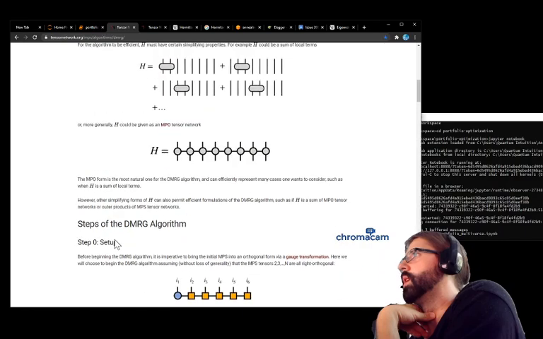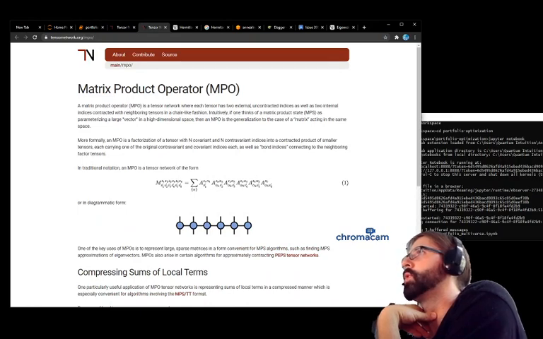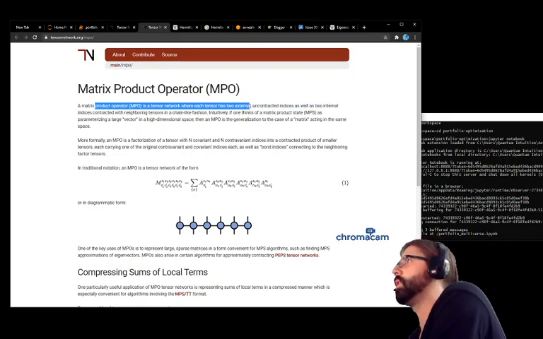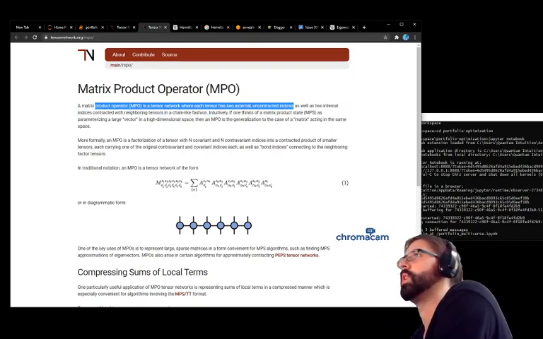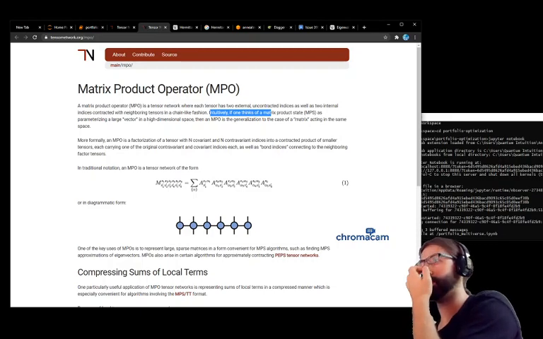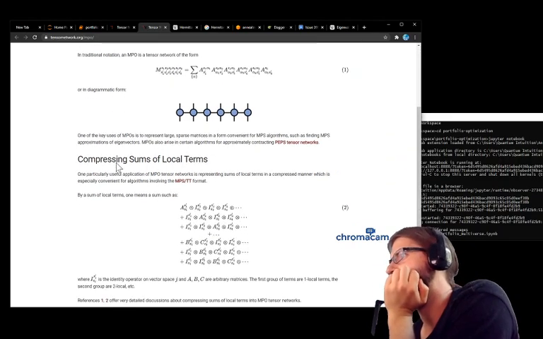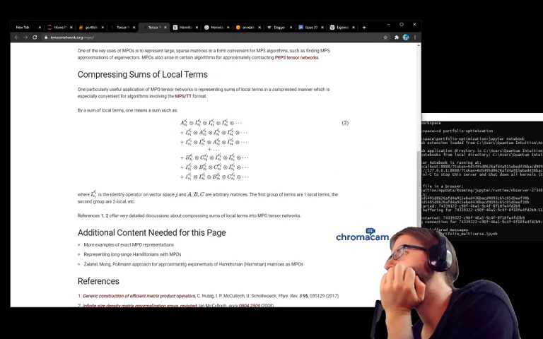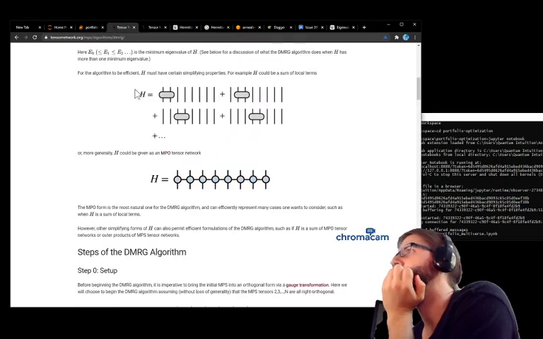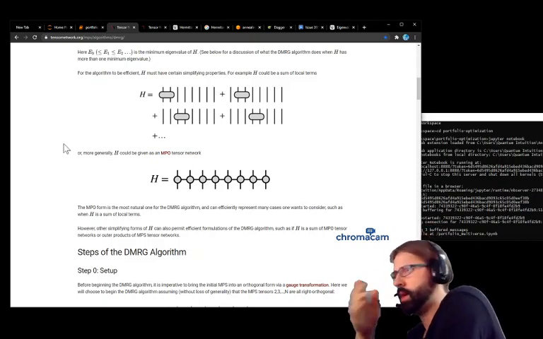Okay, so what are the steps? You must be able to express H and M in an MPO form. Matrix product operator. A matrix product operator is a tensor network where each tensor has two external uncontracted indices as well as two internal indices contracted with neighboring tensors in a chain-like fashion. Intuitively, if one thinks of a matrix product state as parametrizing a large vector in high-dimensional space, then an MPO is generally the case of a matrix acting in the same space. But if our matrix is two-dimensional, I don't know how we're going to be able to do that, to be honest. So what are the steps?